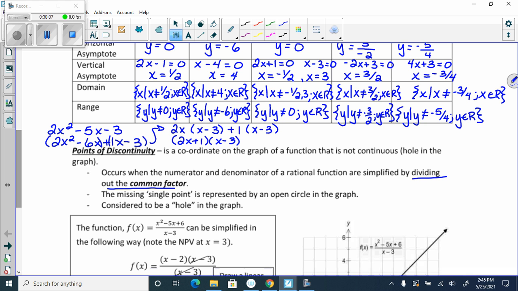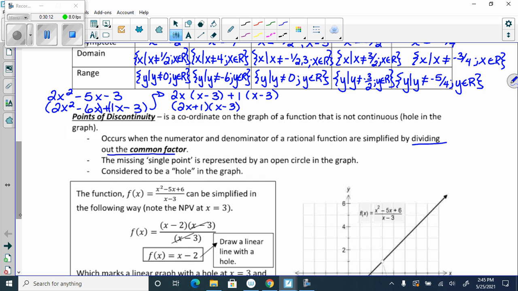The missing single point is represented by an open circle in the graph, and it's considered to be a hole in the graph. Now, on the majority of your calculators, you'll see that there's a hole if you look at the table of values. If you just press graph, you can't see the open dot. If you have the TI-83s, you're for sure not seeing it because it wants everything to be continuous, just like it connected your rational graph. Remember I told you there's an asymptote in there, but it tries to connect it? It'll connect the open dot as well. If you have the new ones and you zoom in close enough, some of them show a dashed open space, but the majority of the time you can just see it in your table of values.